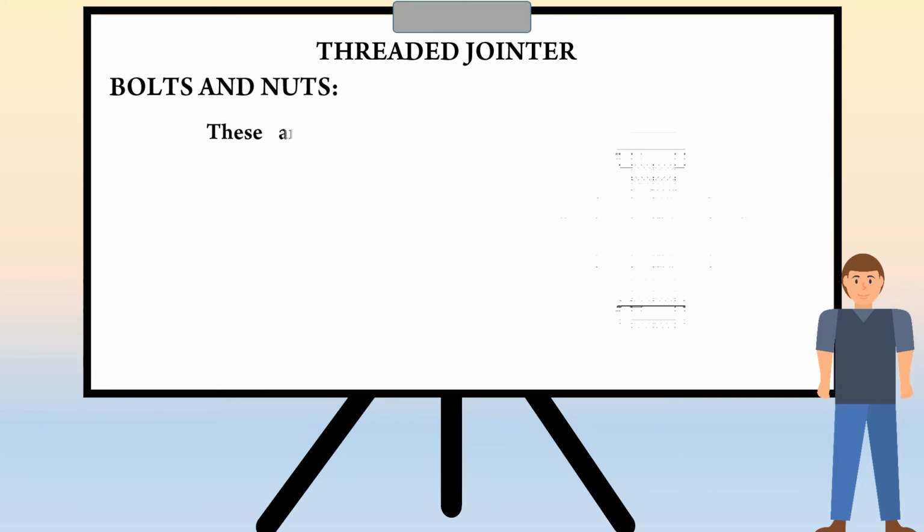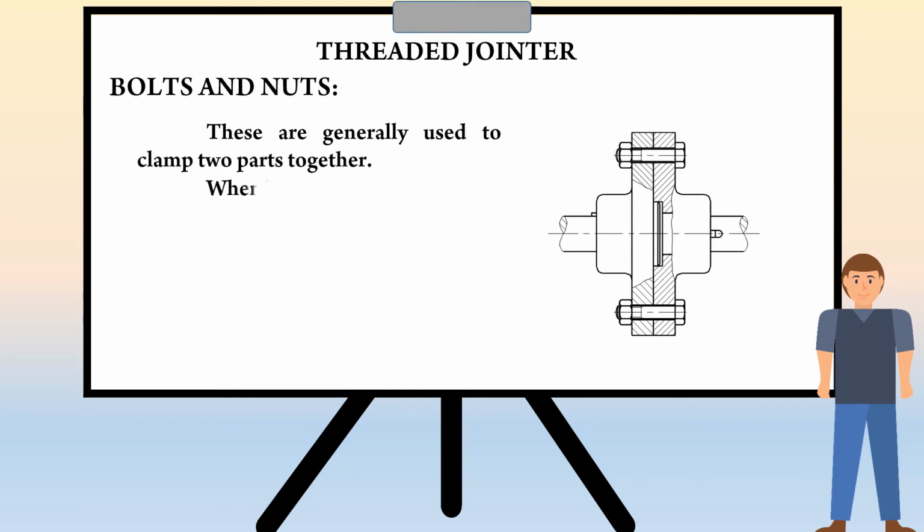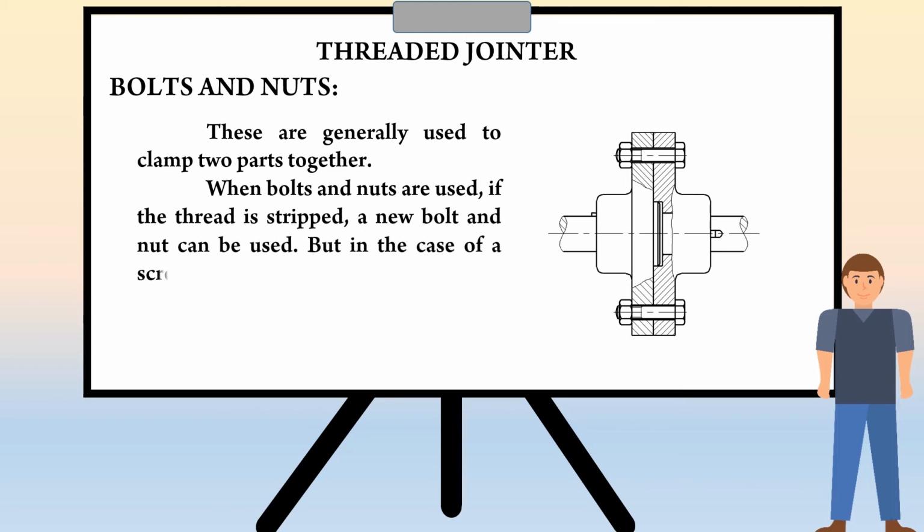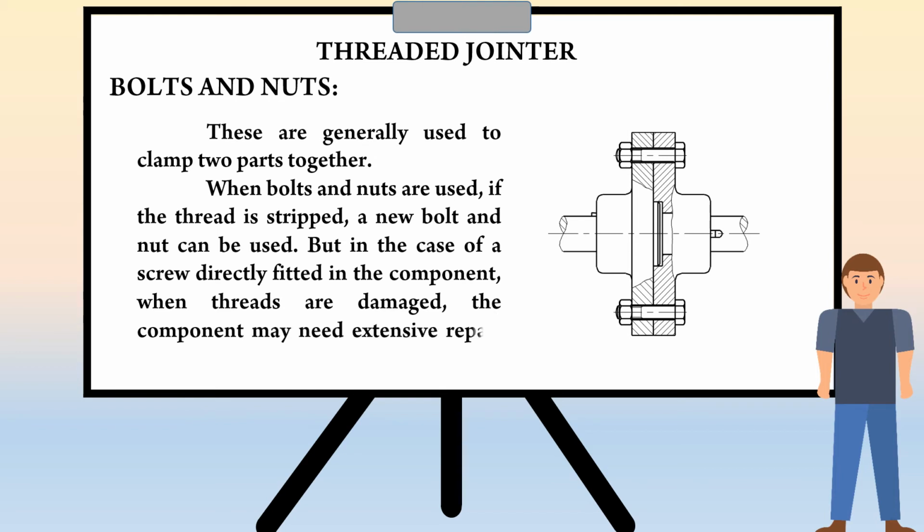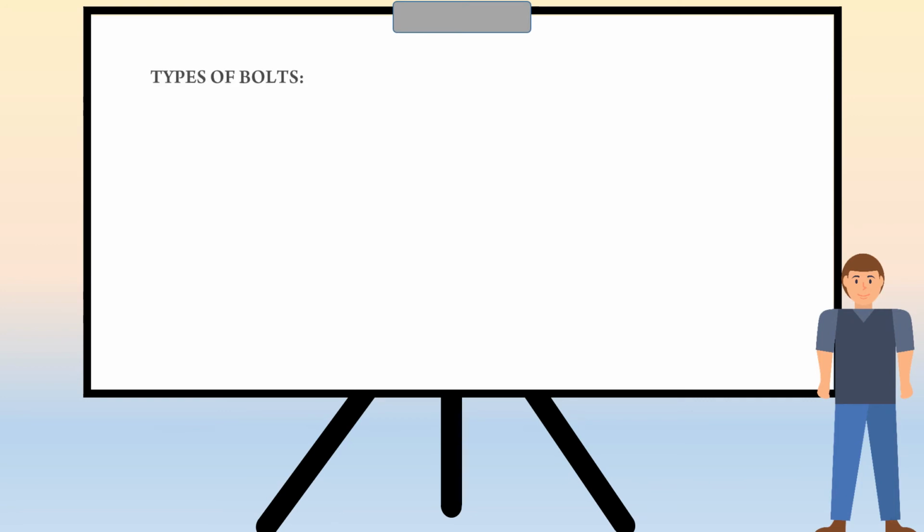Next, we are going to discuss threaded joints, that is, bolts and nuts. These are generally used to clamp two parts together. When bolts and nuts are used, if the thread is stripped, a new bolt and nut can be used. But in the case of a screw directly fitted in the component, when threads are damaged, the component may need extensive repair or replacement. Let's see the types of bolts.